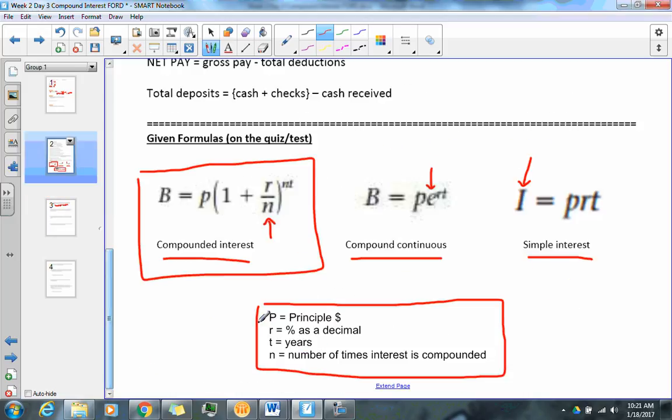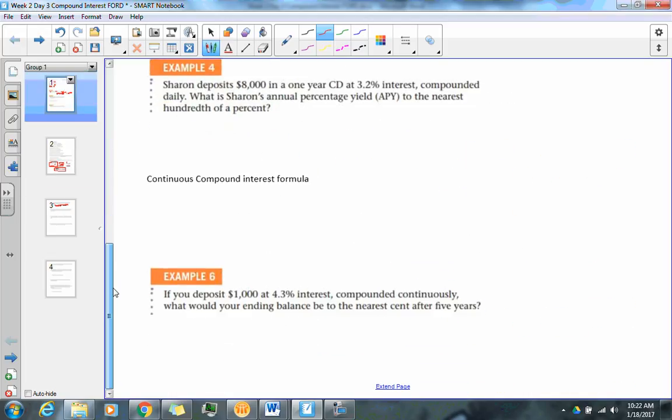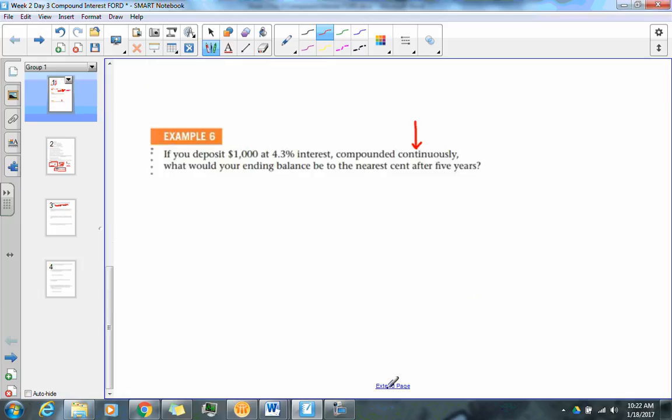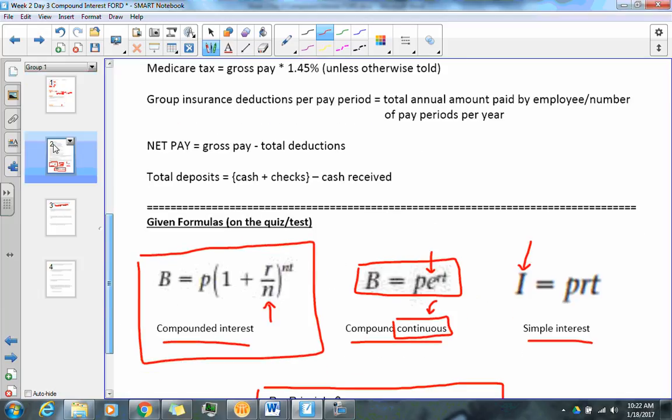The next formula is compounded continuous. Now this is the buzzword that you need to pay attention to. Compounded continuously or continuous. All right, whenever you see the word continuous or continuously, you're always going to be dealing with this formula here. So let's do an example. I believe it's this example here. Here we go. If you deposit $1,000 at 4.3% interest compounded continuously, what would your ending balance be to the nearest cent after 5 years? Well, we're going to use this formula again. It is that right there.